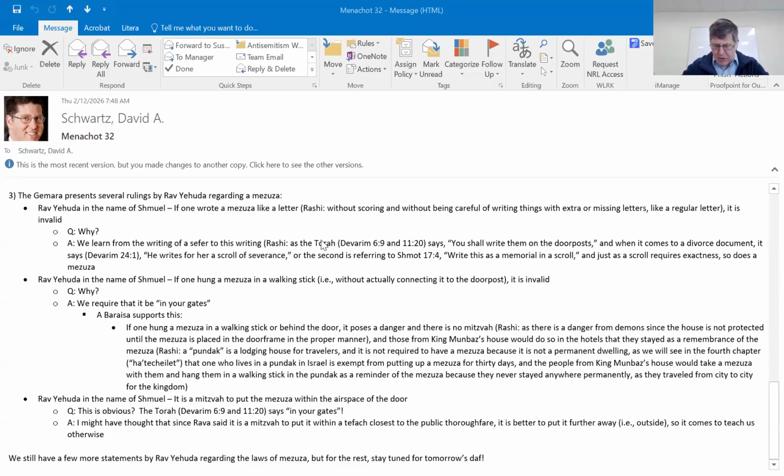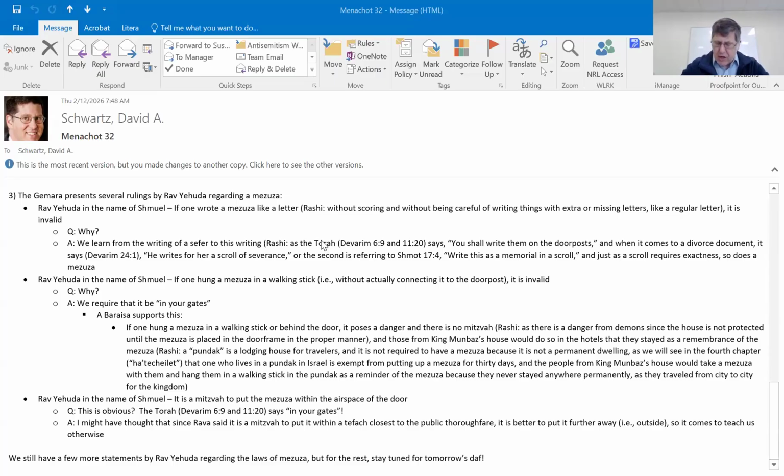There are a couple of different possibilities of what this could be. One possibility is to imagine a walking stick with a space in it to hold a mezuzah, and we're going to see that in fact there were people who had that kind of walking stick. We'll deal with that in just a moment. Instead of actually affixing the mezuzah to the door, you just lean the walking stick against the door, and as a result you now have a mezuzah right by the side of the door.